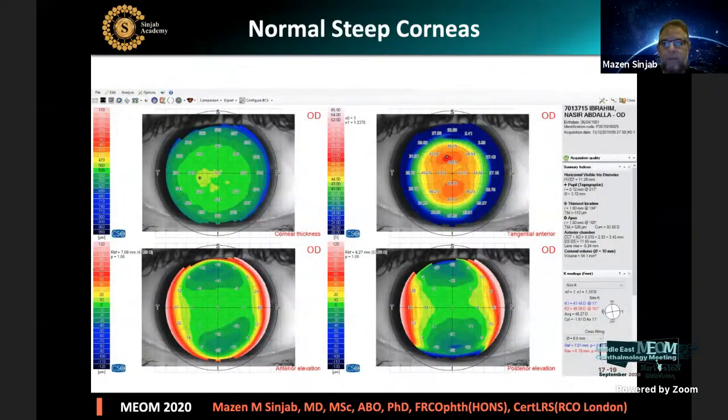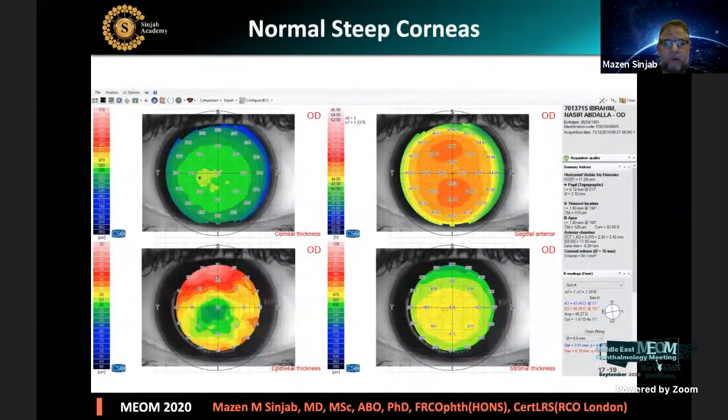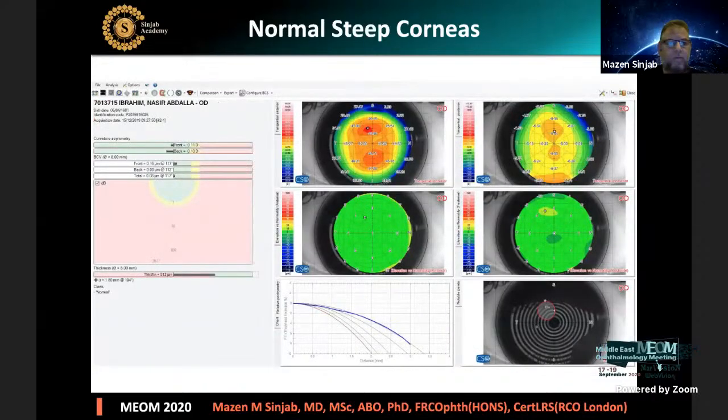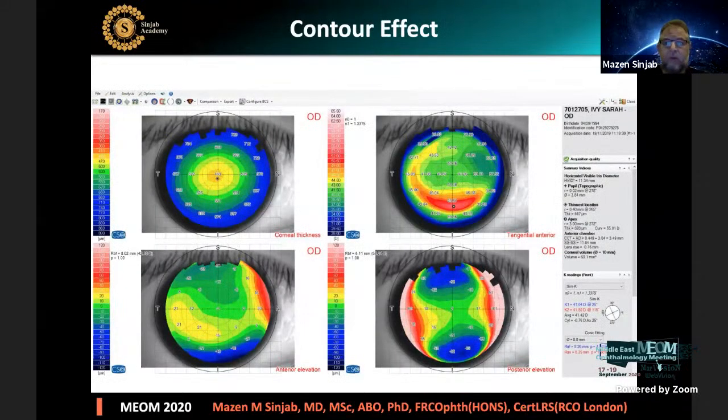And this is another example of normal steep cornea. The epithelium is even thick in the superior part of the cornea. This is the contour effect, which usually makes confusion with the doctors when they see this pattern, and they think that this is post-LASIK ectasia. This patient had myopic ablation, and because of the hotspot in the inferior part of the cornea, the doctors may think that this is ectasia. Actually, this is not ectasia. This is decentered optical zone.